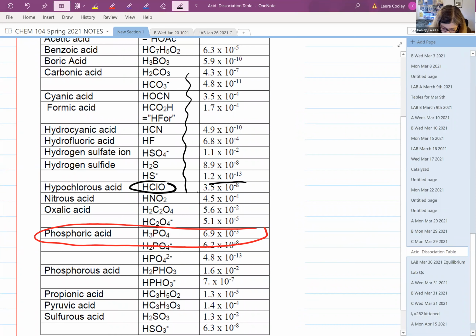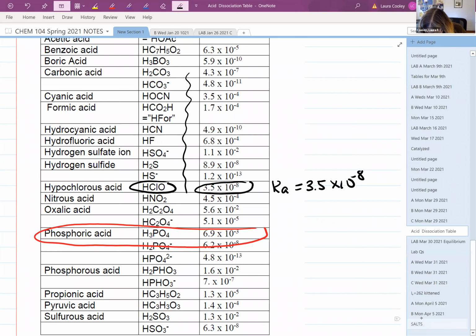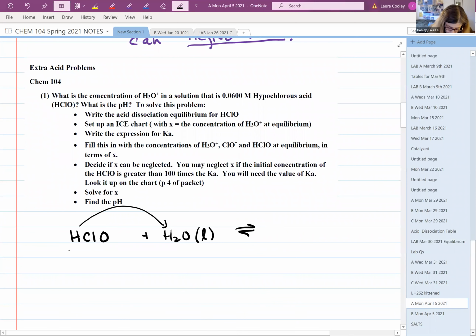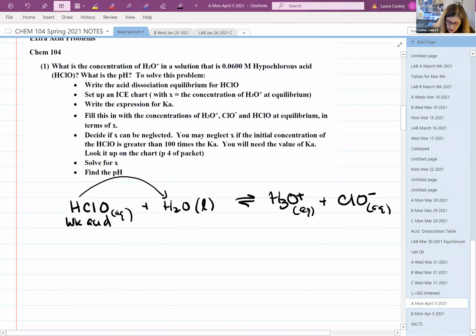Not only that, it tells you its Ka. That's the equilibrium constant for the dissociation reaction. Okay. So this is a weak acid. And it gives you, okay, when this proton gets donated, you get H3O plus and ClO minus. Okay, these are all aqueous except for water, which is a liquid. All right, so that means you could set up the Ka. Oh, sorry, you have to set up an ice chart.